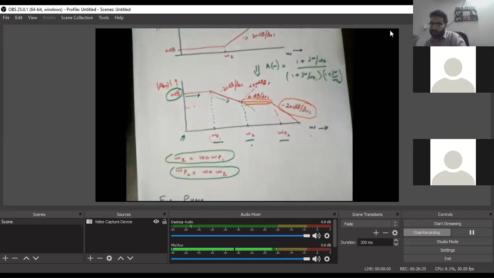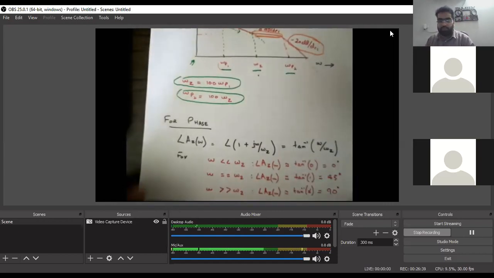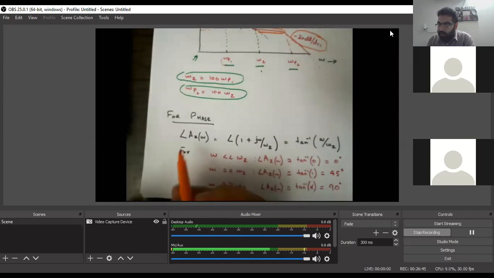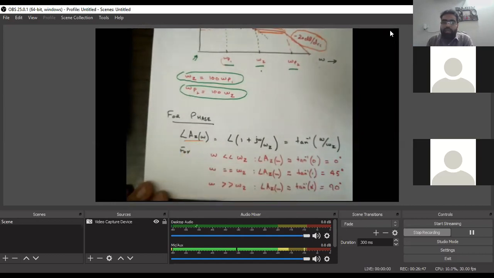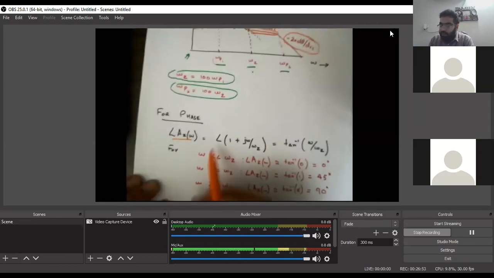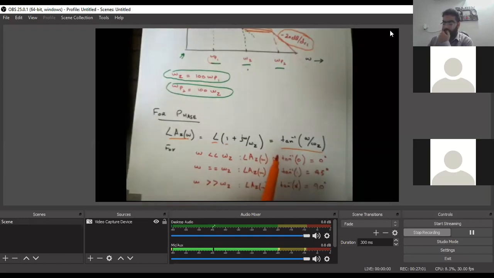Now, since we have seen the magnitude, the main thing we need to talk about is the phase response. For the phase, going back to the same expression where we have the angle of A(j omega). Let's talk first about how the zero phase is going to come. We can write it in the form angle of 1 plus j omega by omega z, or we can write tan inverse of omega by omega z. So we can write this expression in order to find the angle.